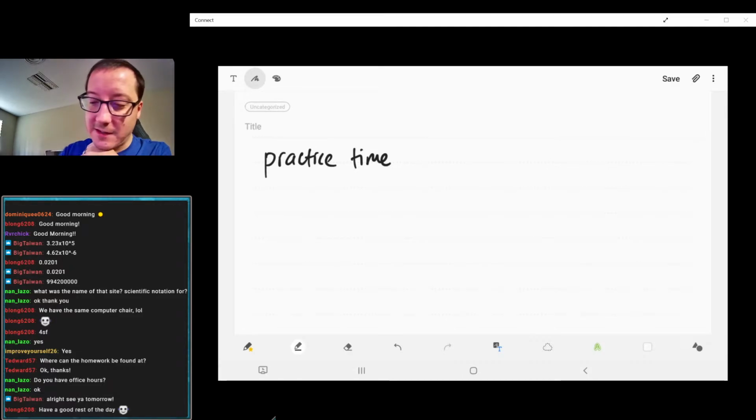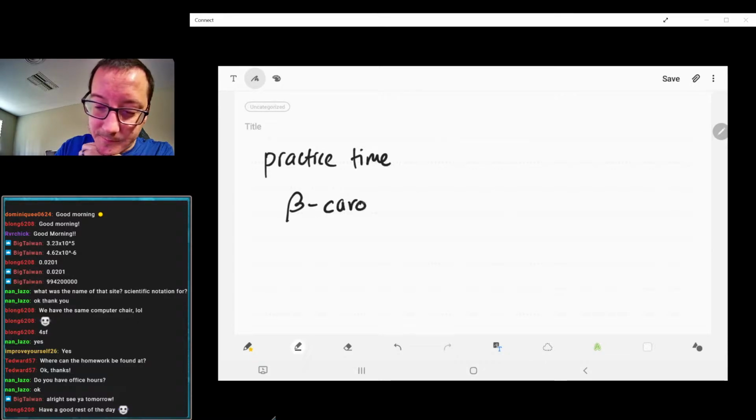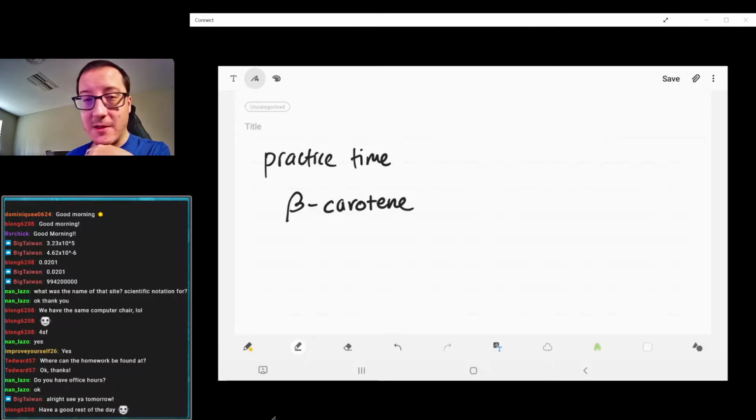So here's an example. Here is some beta carotene, and we're going to dissolve that in some solution, maybe benzene or something. We're going to throw that in. So let's say we dissolve 7.68 milligrams of this stuff.